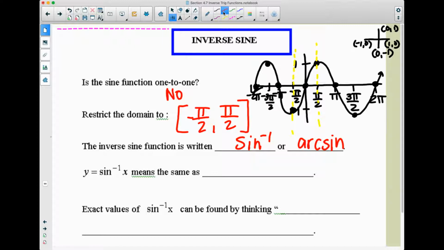I think the next one is very repetitive, so we don't need to write that. So we find the exact values of the inverse of sine by thinking, where is sine, fill in the blank. Okay, if they're asking you, where is sine 1/2? Where is sine root 3 over 2? Where is sine blah blah blah blah.